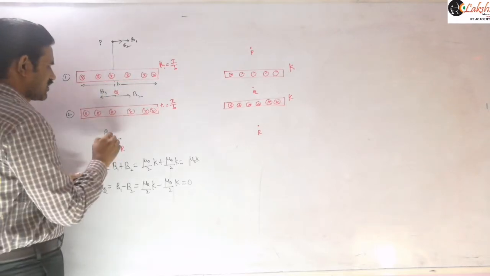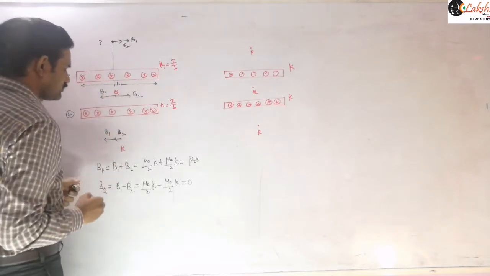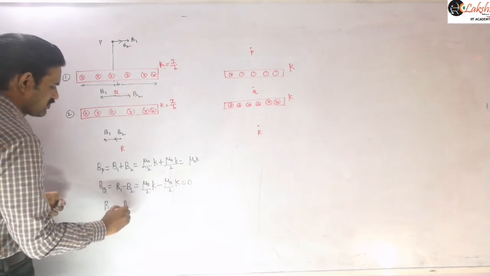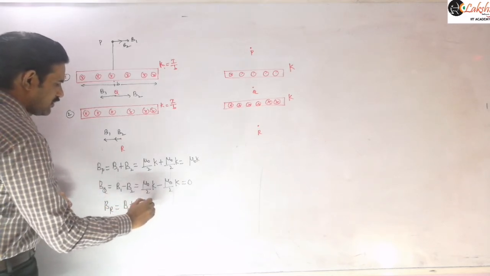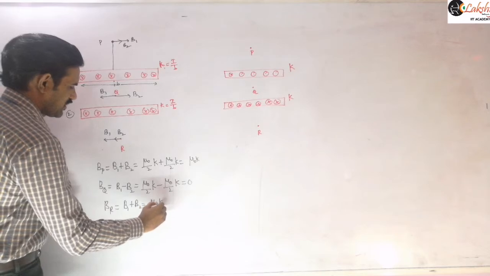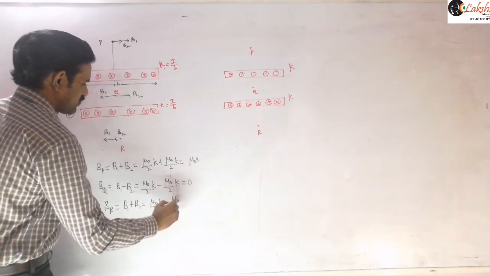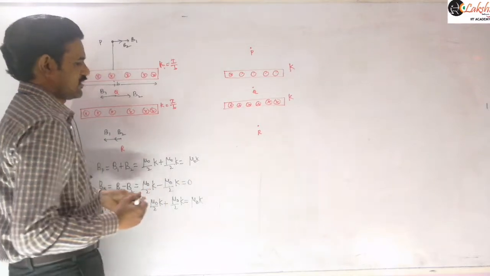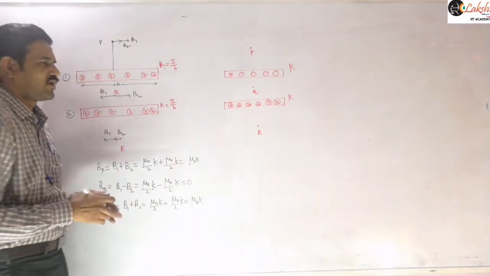So it will be along this direction here, B2. And so now the magnetic field at the point R, you can write this as B1 plus B2. So it is mu naught by 2 into K plus mu naught by 2 into K. So it is mu naught into K, right? So that will be the magnetic field at this point R.